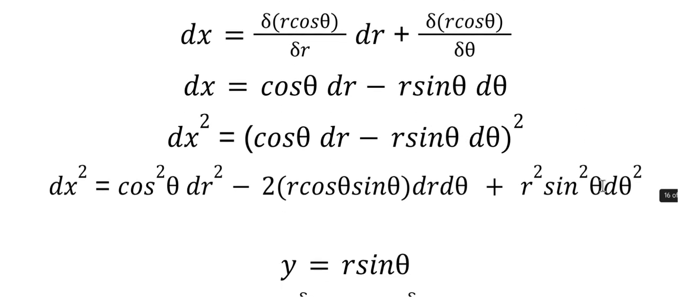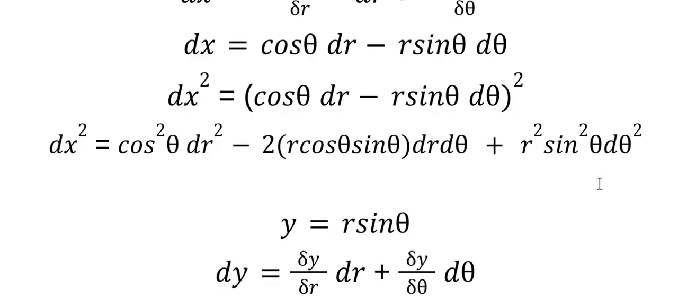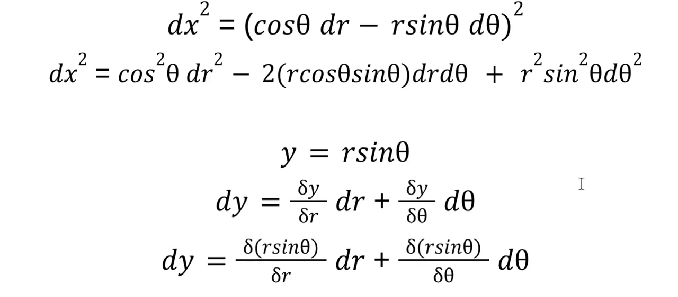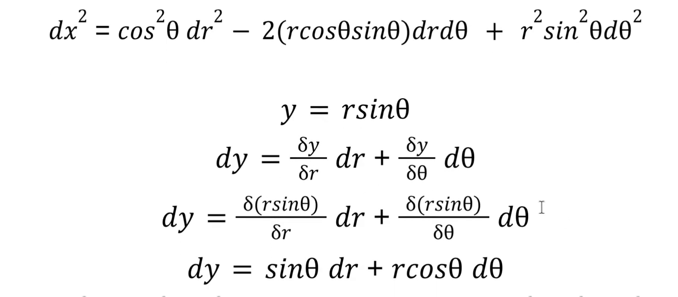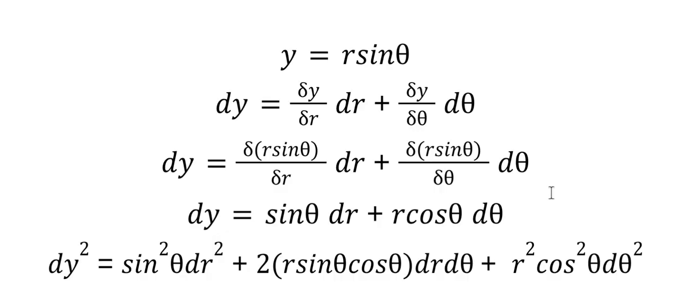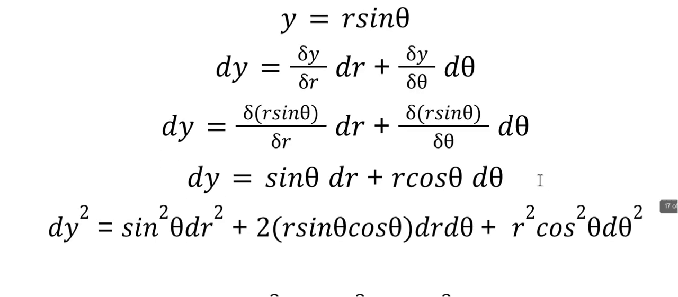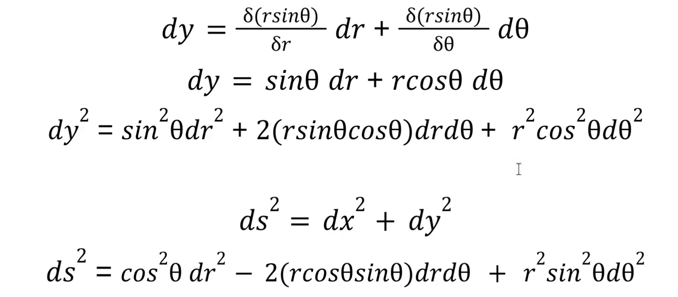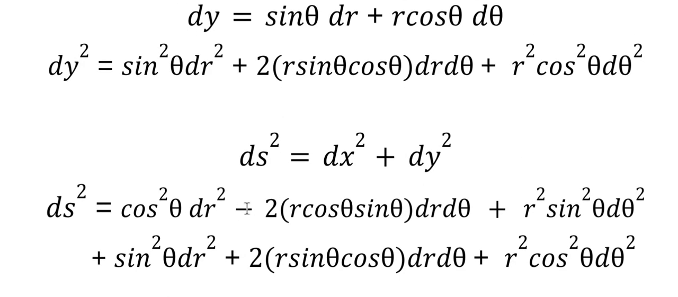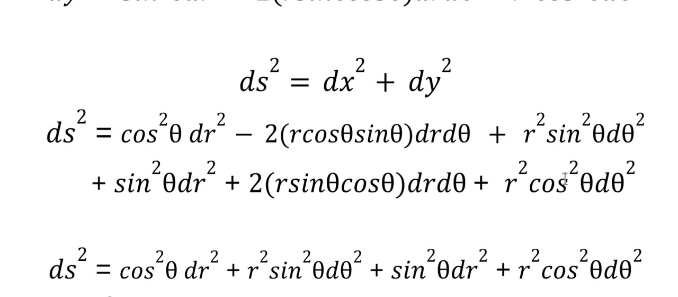Now you do the exact same thing to y, and you get this. So the partial of this with respect to r, partial of this with respect to theta, you get this expression. You square it the same way. Now we got to add them together. So ds squared is equal to the summation of those two things. And you can see that luckily this cancels that. So you're left with this mess.